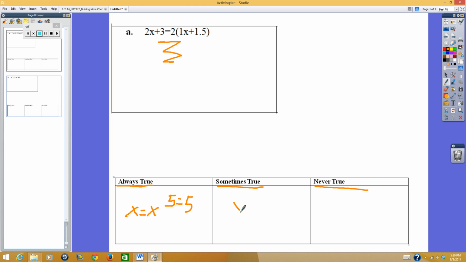Sometimes true is when you end up with something like x equals 5. Because x could be 5, right? Or it could be something else. So it'd be true if it was 5, but if it was anything else, it wouldn't be right. And then never true is when you're solving it, if you end up with something, let's say like 4 equals 2. We know that's completely different, right?